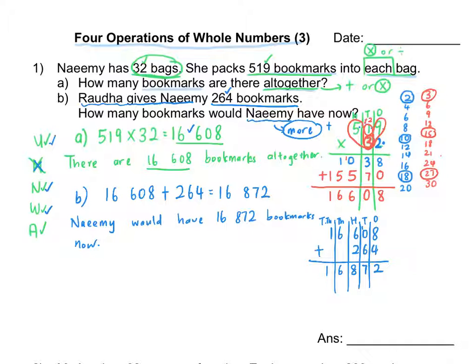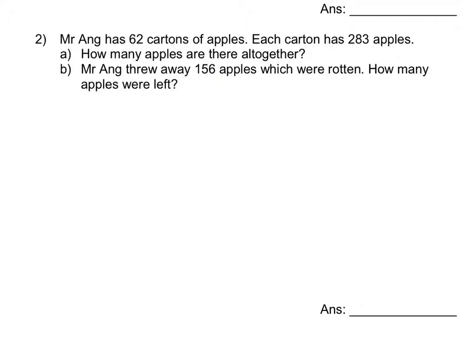So this is the answer for part A and part B. Part A is 16,608, while part B it will be 16,872. Let's continue to question number 2.